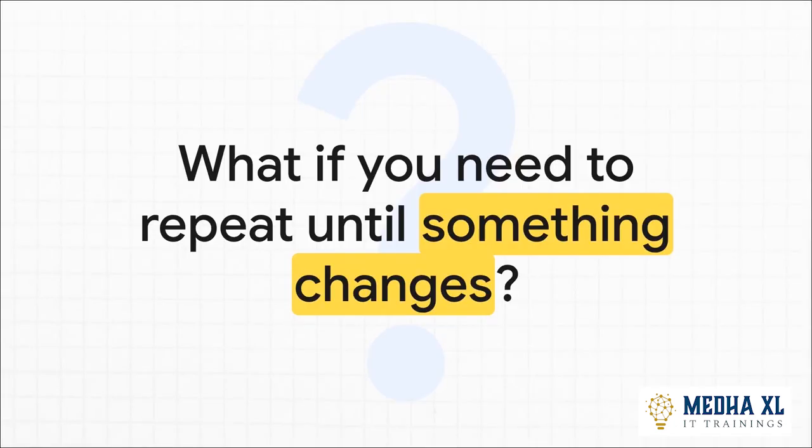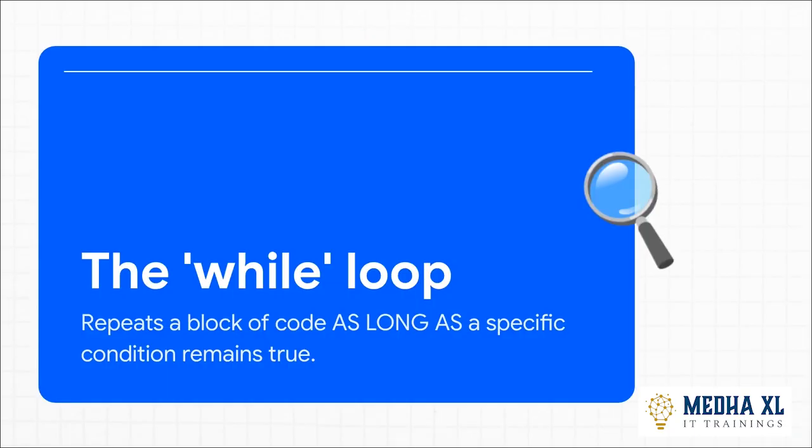So for loops are awesome when we know the exact count. But what about when we don't? What if we need to keep doing something not for a set number of times, but until something changes? For that exact scenario, we have the while loop. Its job is incredibly simple. It just checks a condition, and as long as that condition is true, it keeps running the code inside. The very second that condition becomes false, the loop stops cold.